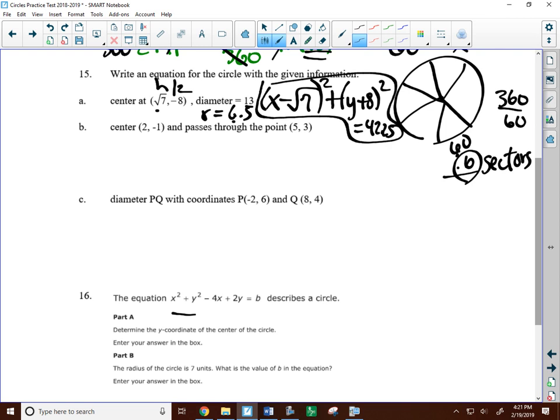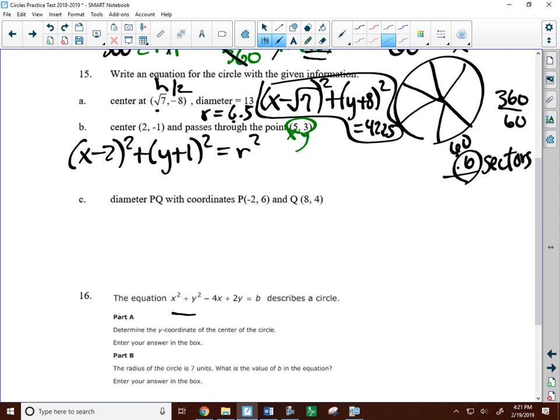Now in part B, I can start to set it up the same. X minus 2 squared plus y plus 1 squared. I'm going to write equals r squared. I don't have a diameter or a radius. I do have a point though, and this is an xy. It's a point on the circle, xy. So I can put 5 in here, 3 in here, and work it out. 5 minus 2 will be 3 squared, 9. 3 plus 1 is 4 squared, 16. And so we get 25.